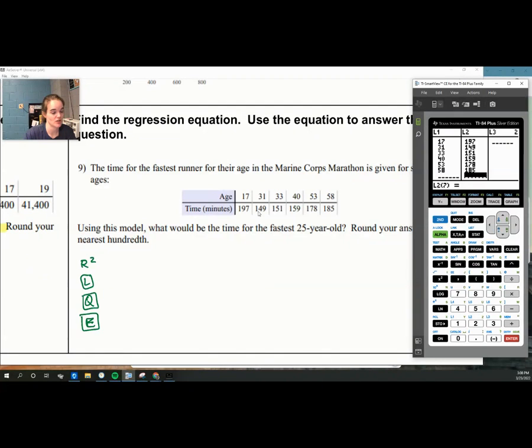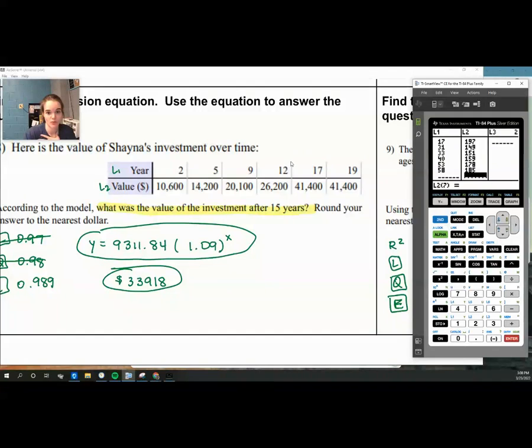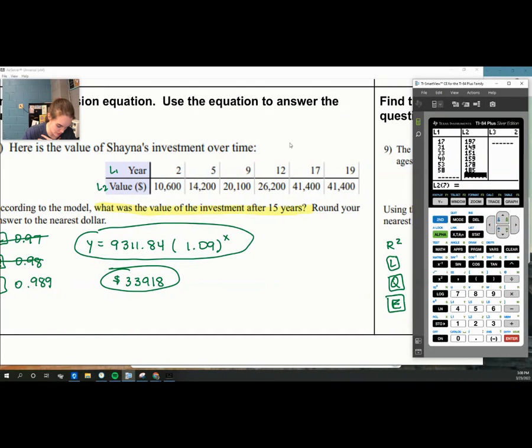It's something to think about. Make sure we have done the question correctly. For instance, over here, 15 years was in this area, so 15 should have been in here. Does it make sense that 33,000 is there? Yes, because it's between 26 and 41. If it was bigger than 41, that probably would have been a problem.